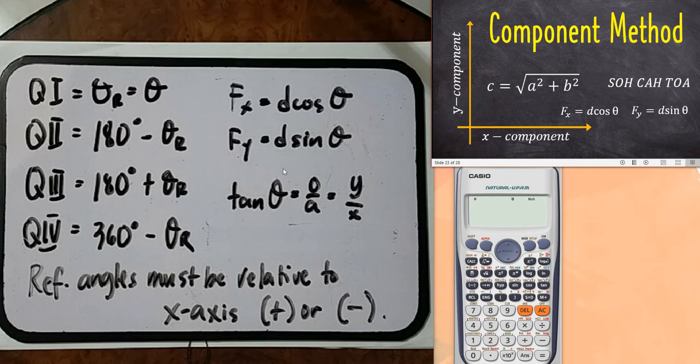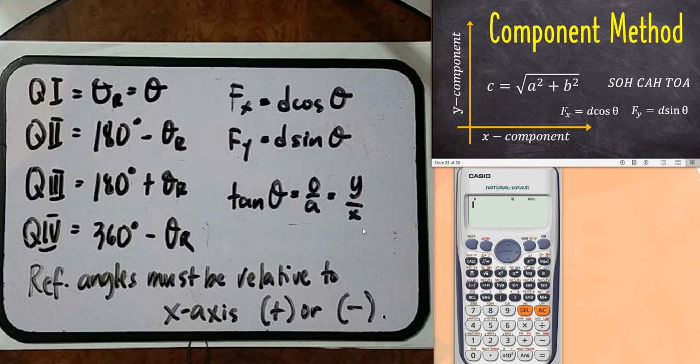Now, since we are talking about the angle of our resultant vector, ano ba yung kailangan natin tandaan in looking for the final angle? Now, in looking for the final angle, I usually use the tangent function. So, tangent theta is equal to opposite over adjacent, or equal to y over x. Why is it na ginagamit ko si y over x?